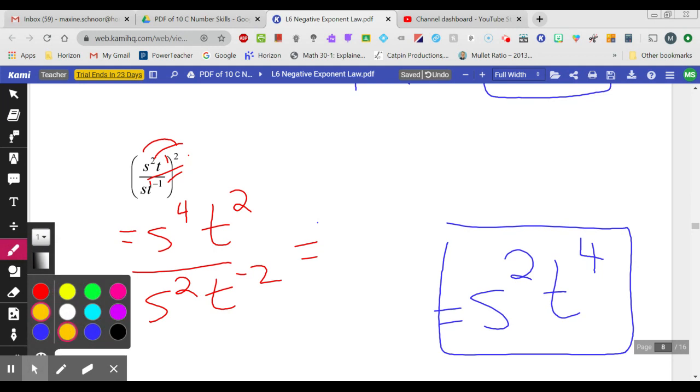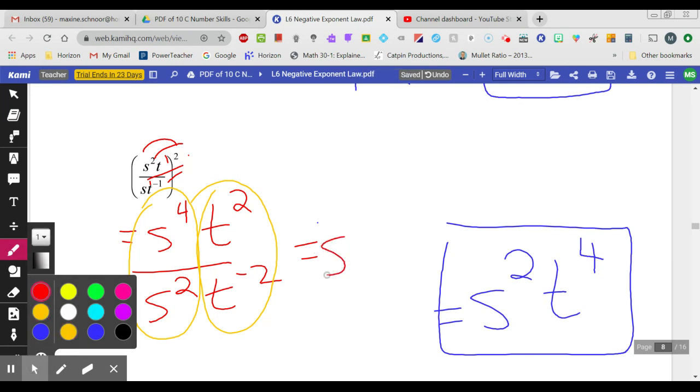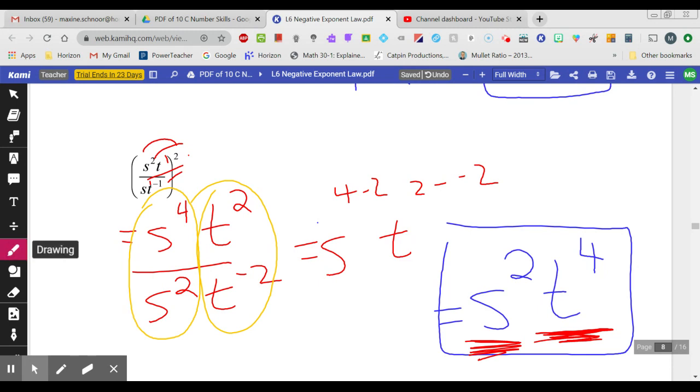Now, I'm going to see it as a divide question. So when I divide, I'm going to subtract the exponents. So I'm going to go 4 take away 2, and then 2 take away negative 2. Right? You're going to subtract the exponents. Well, 4 take away 2 is 2. 2 take away negative 2 is positive 4. So you end up with the exact same answer. So 2 entirely different ways of doing that question, but they both end up at the exact same answer. Okay?